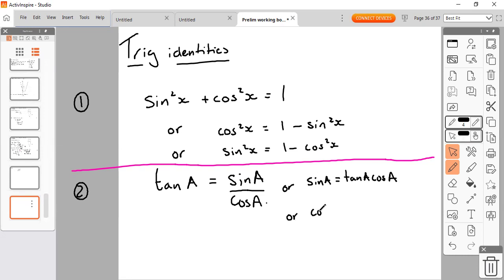Or I could write it as cos A equals sine A over tan A. Now, what do I mean by looking for part of that in the formula I'm given in the exam paper? I need to substitute in what it equals, then rearrange it and simplify it. Okay?